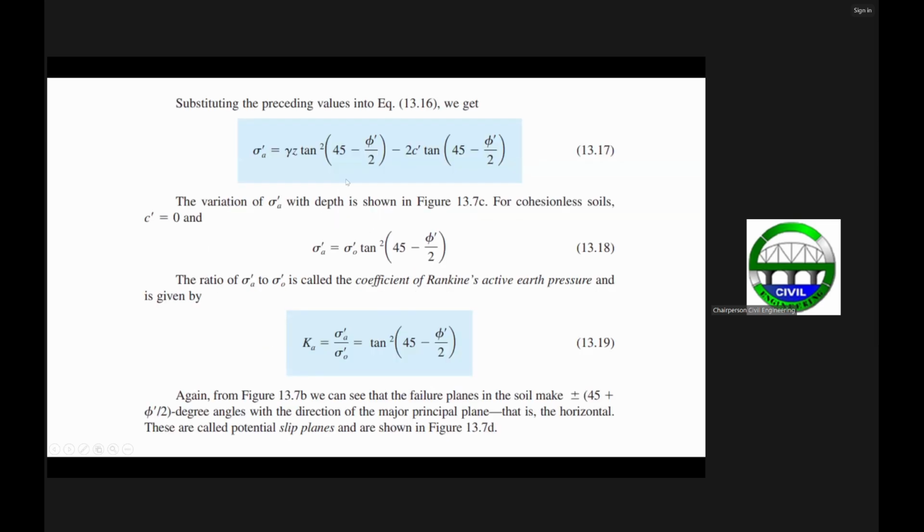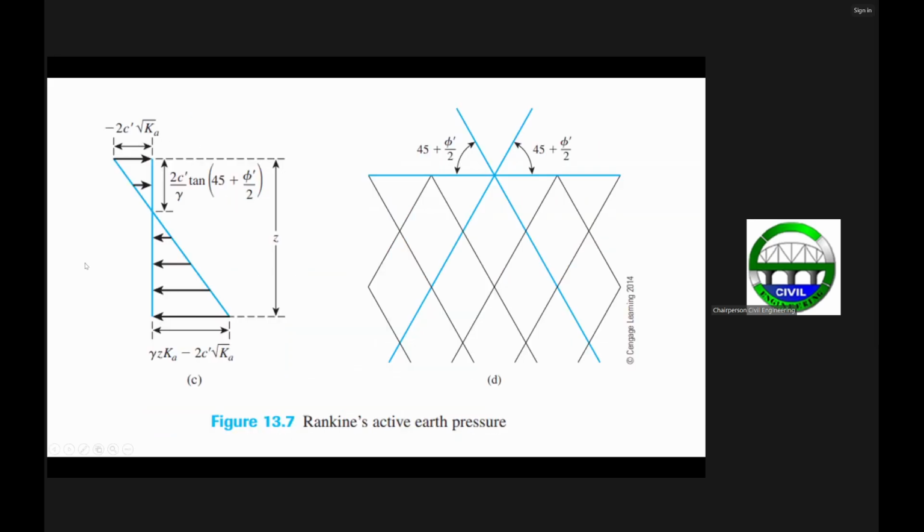And this one here, we replace by gamma z, or the unit weight times the depth z, which will now give you this equation. It should now give you the equation of the active earth pressure in terms of the unit weight of the soil, the depth z at any depth from the ground surface, as well as the shear strength parameters of the soil, which are c prime and phi prime. So the variation of this equation can be shown here.